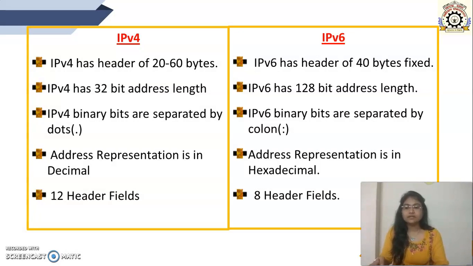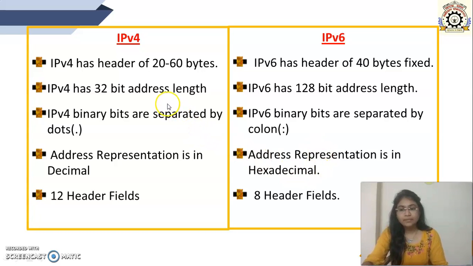Now we will see some of the comparison points between IPv4 and IPv6. The IPv4 header has a size of 20 to 60 bytes. It varies between 20 and 60 bytes. But in the case of IPv6, the header has a fixed size, that is 40 bytes.